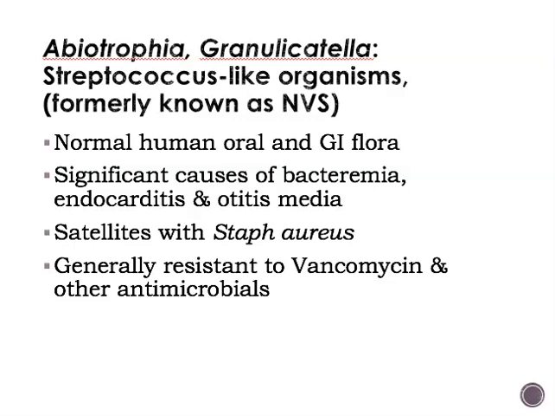Colonies of these organisms will satellite with Staph aureus, which means if there is also a colony of Staph aureus on the plate, the Abiotrophia or Granulicatella will form tiny colonies around the colony of Staph aureus. So that's what it means when we're saying it satellites. These organisms are generally resistant to vancomycin and other antimicrobials. So a lot of times surgery is required to get rid of that infection.